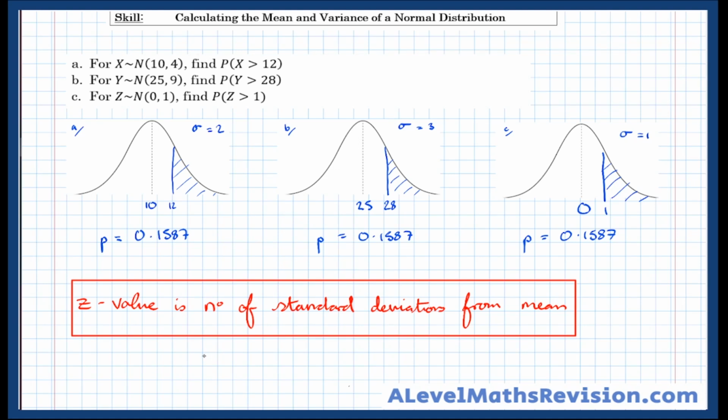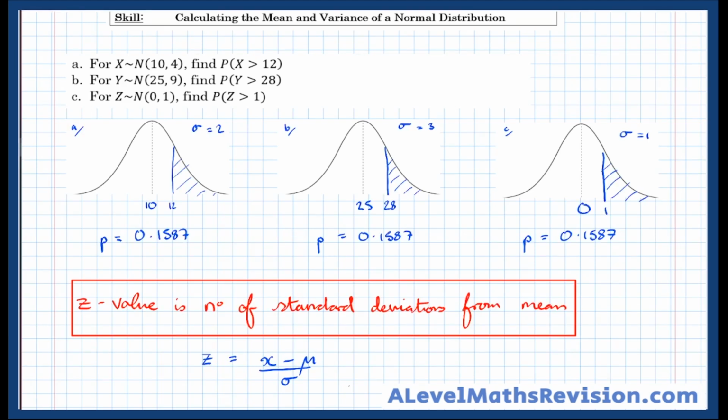So the number of standard deviations, which we call Z, is equal to, well, first of all, where x is our boundary, x take the mean, that tells us the distance from the mean. Then if we divide by the standard deviation, that tells us how many standard deviations we are away from the mean. So Z is the number of standard deviations from the mean.